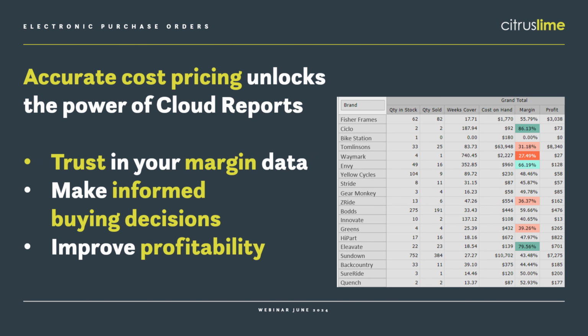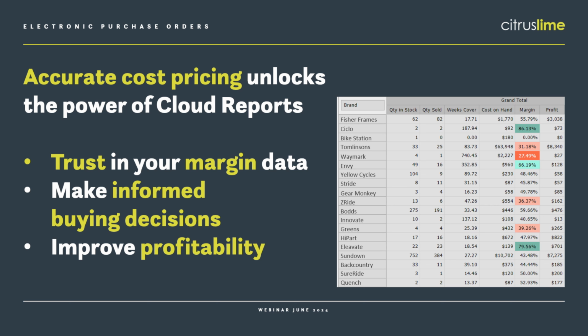Electronic purchase orders are just one of the ways that you can get accurate cost prices into your purchase orders. We talk about cost prices a lot at Citrus Lime. Before we go any further, let's talk a bit more about the power of good data. Why do cost prices matter? If you have accurate cost prices for your items, you can unlock the potential of cloud reports. And cloud reports helps you to maximize your profit, which we can all agree is a good thing.